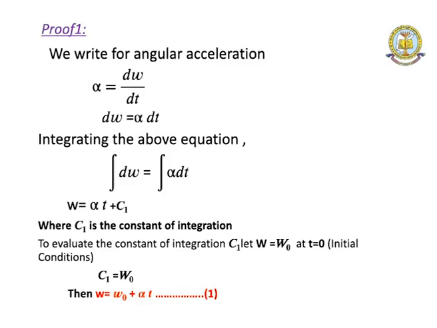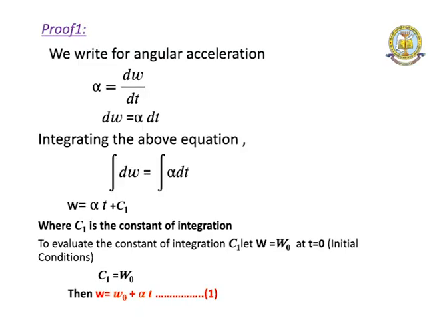Now we can find the value of c1, the constant of integration. Let omega be equal to omega naught at time t equal to 0, that is the initial condition. Now we substitute t equal to 0 and omega equal to omega naught. So omega naught equals alpha into t, where t is 0, plus c1. Now we prove c1 is equal to omega naught. Substituting the c1 value in the above equation, omega is equal to omega naught plus alpha t.